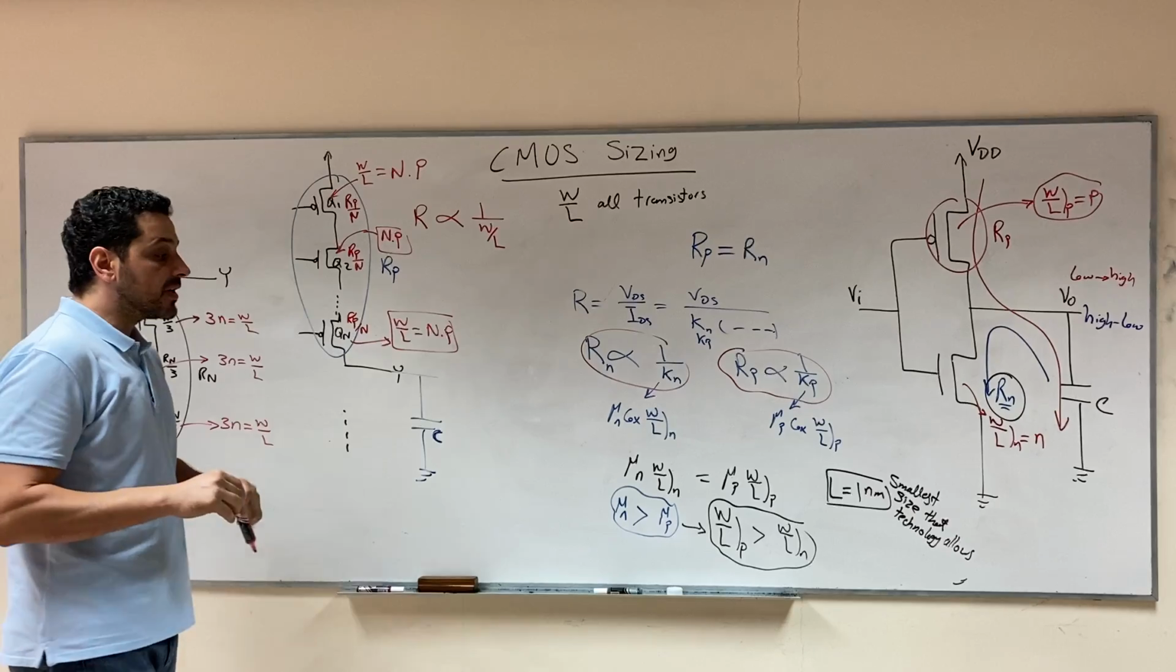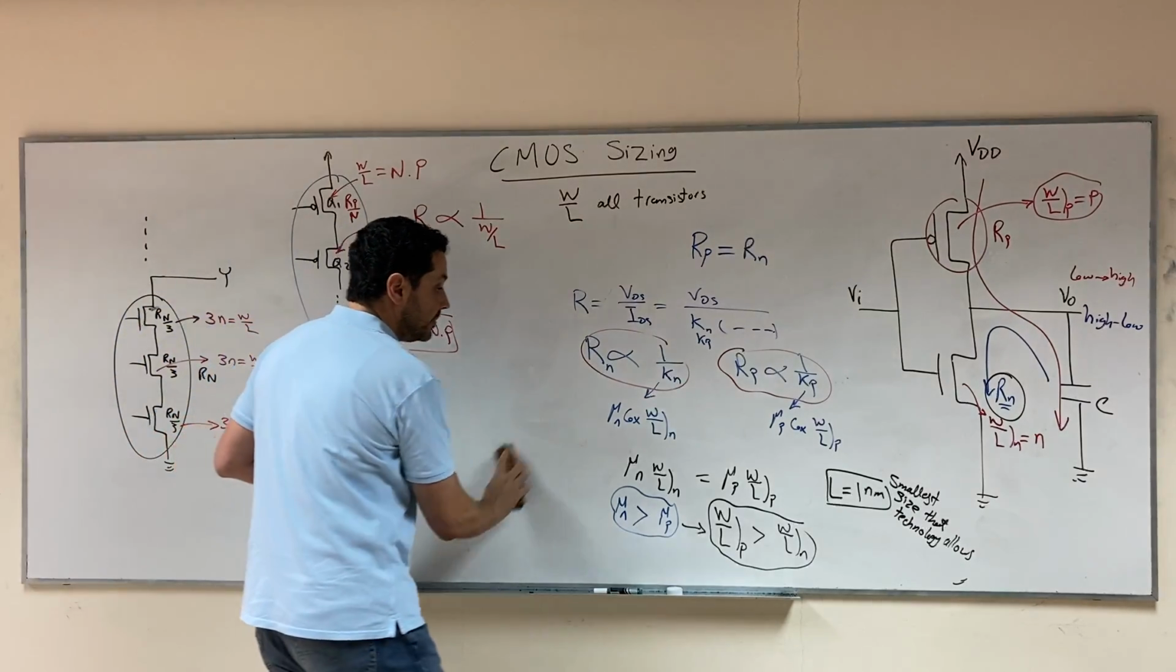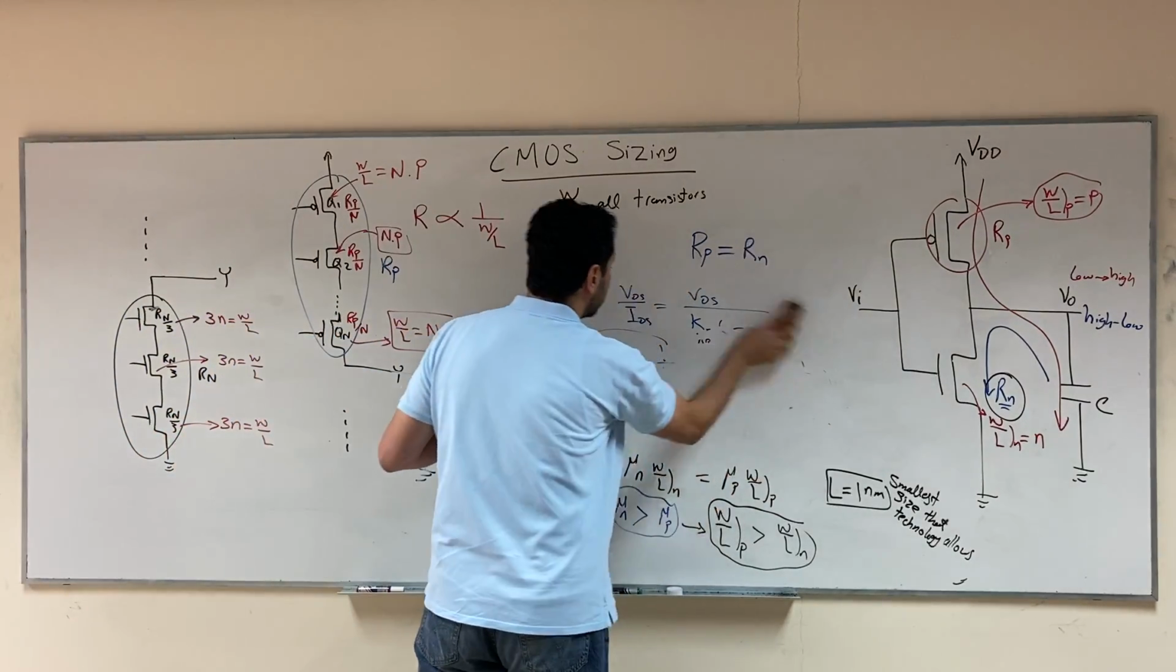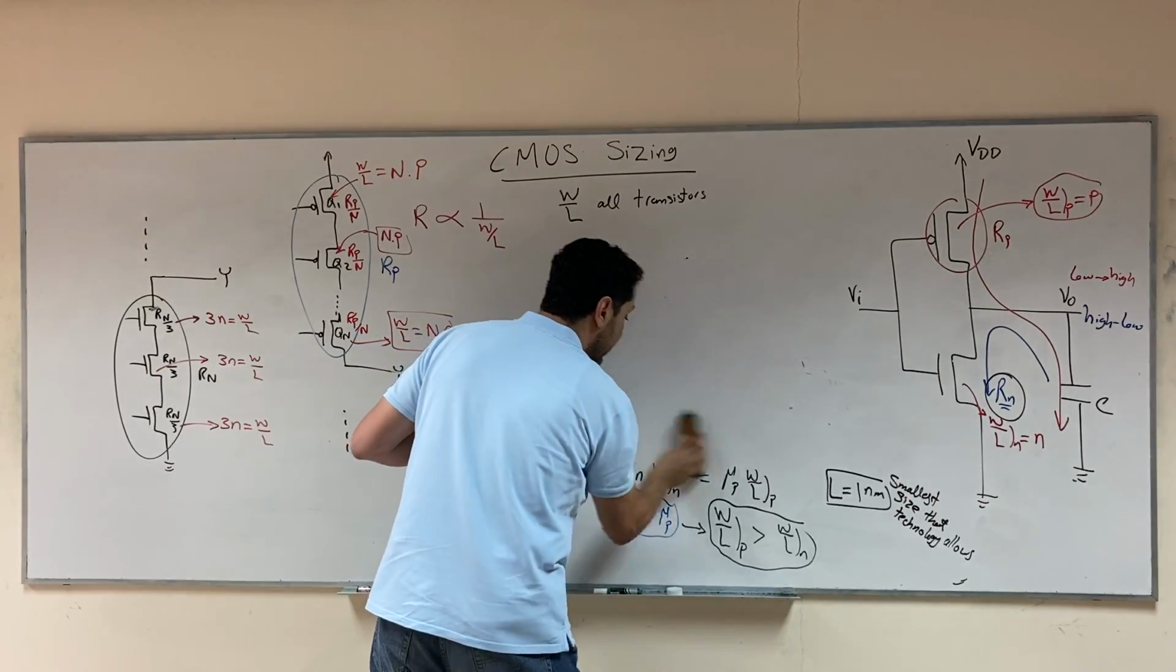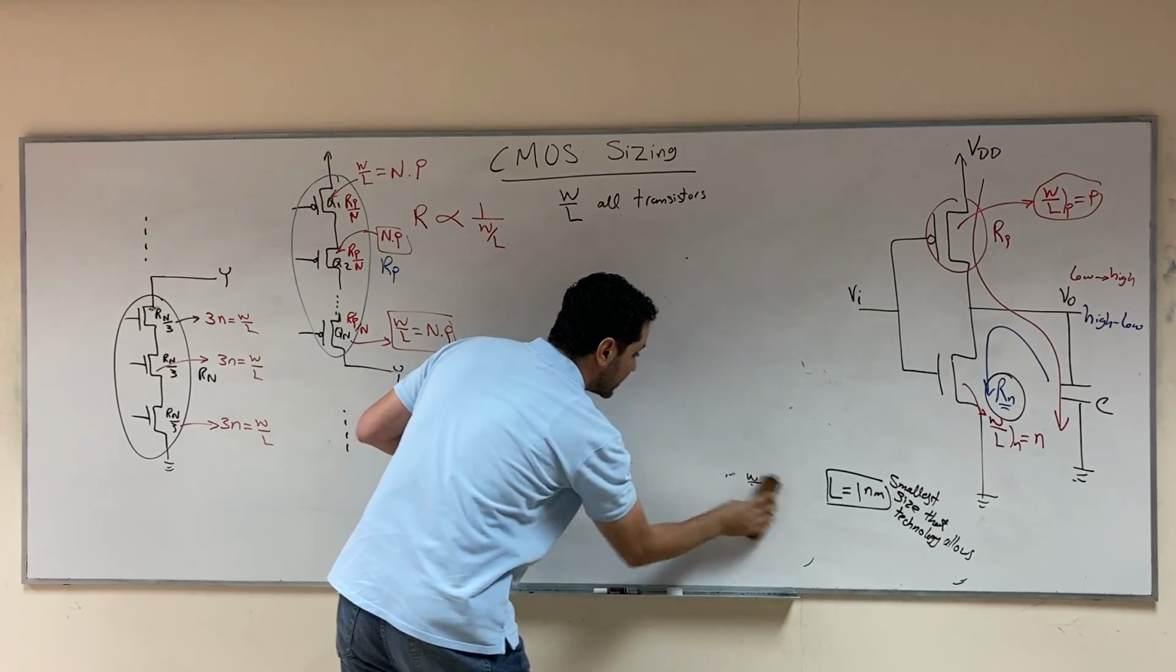What happens if you have transistors in parallel? Because it happens in some logic gates, we have transistors in parallel, transistors in series, right? So it can happen that you get transistors in parallel.